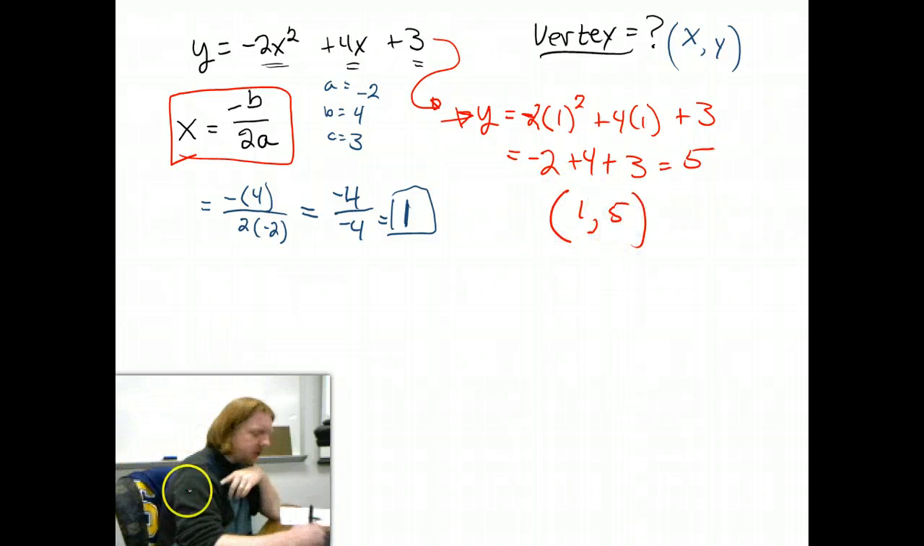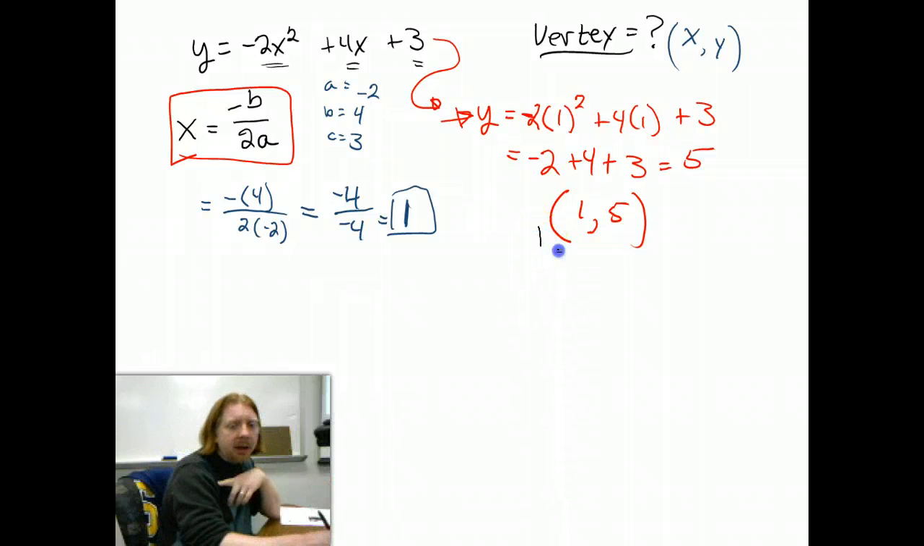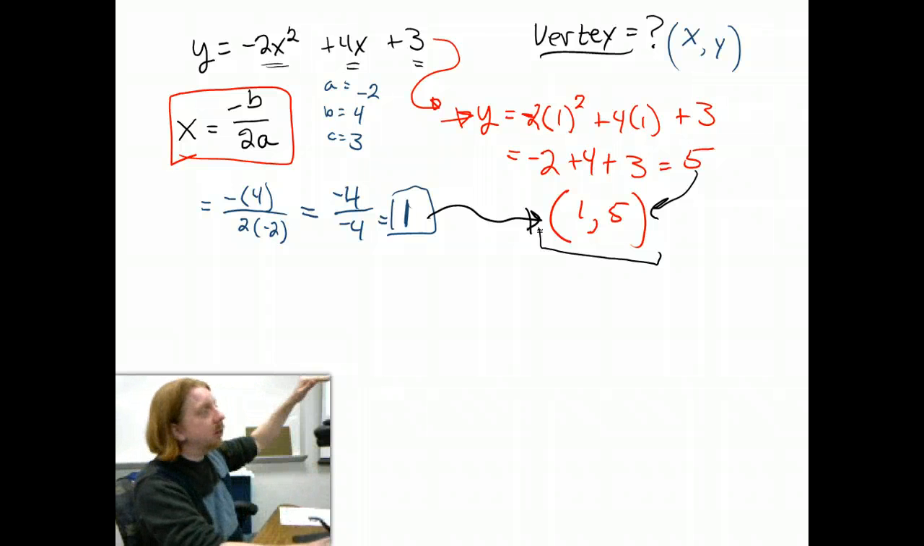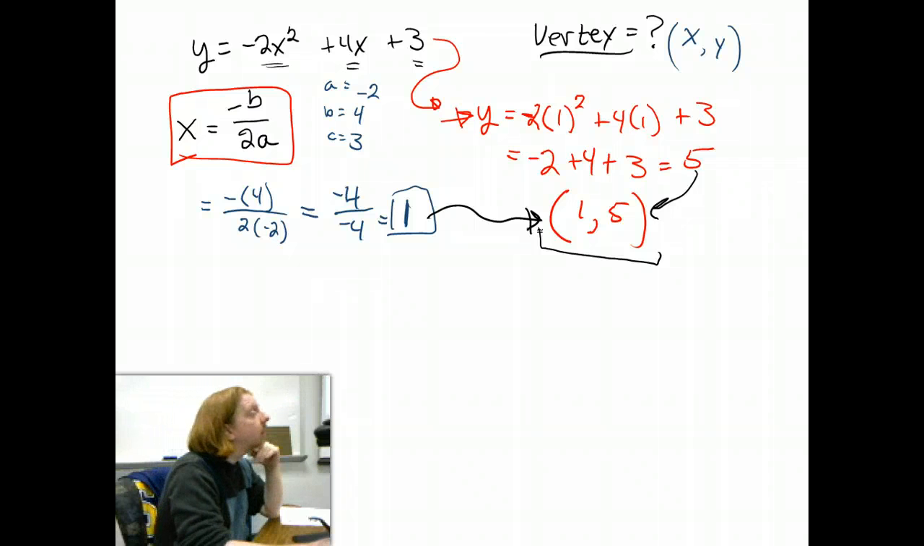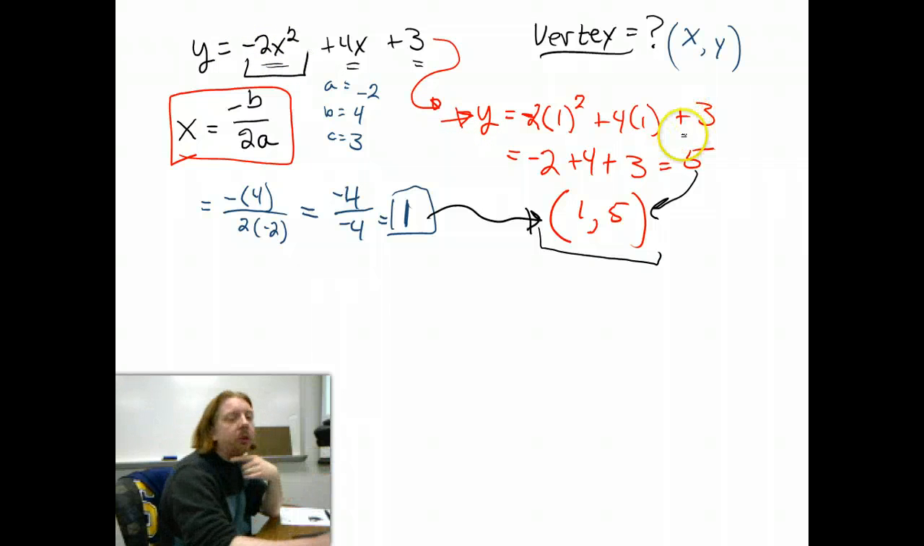I found the x of the vertex using the formula and the y of the vertex by going back and plugging it in. So the 5 becomes the y, the 1 becomes the x. And now I've got my vertex. I have a rough idea of where this graph's high point is going to be. Yes, but the square is not on the negative 2. If you look back up here, the square is on the x. So what I'm really doing, order of operations, is doing 1 squared, which is 1, times the negative 2.